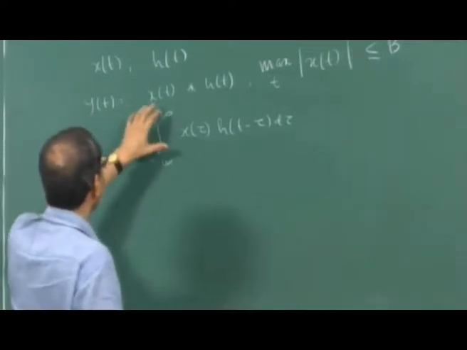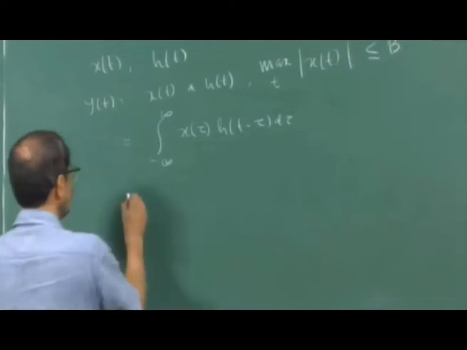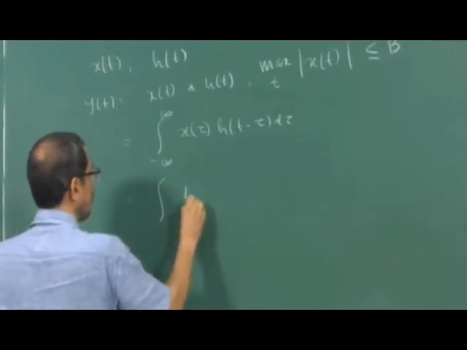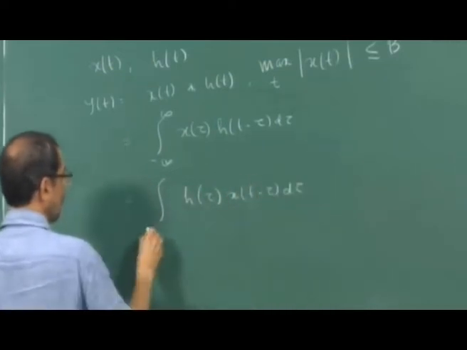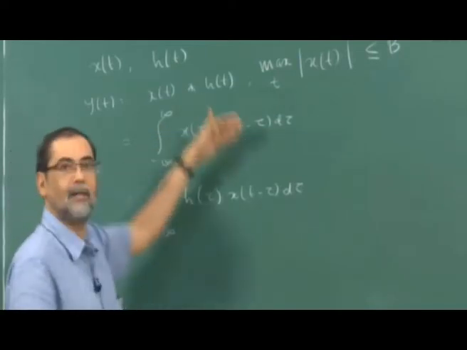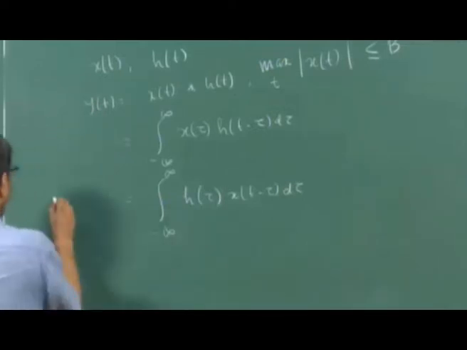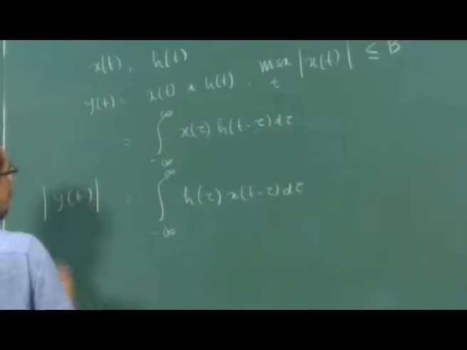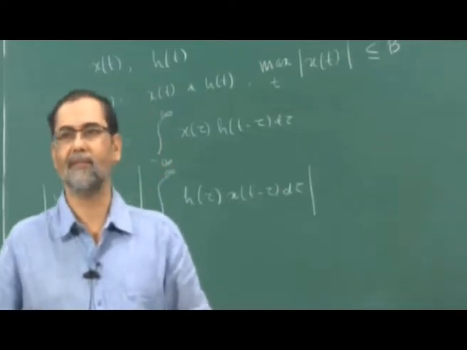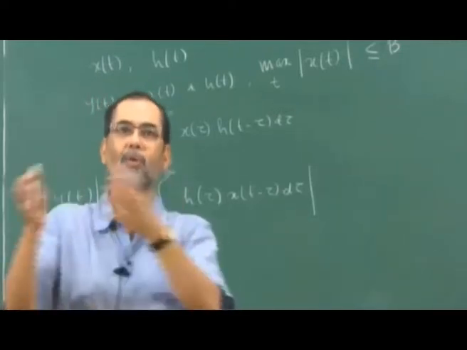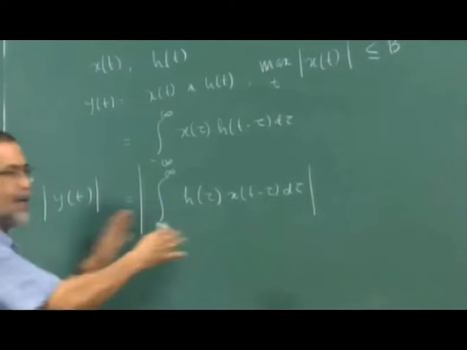I know that the convolution operation, I told you last time, is commutative, meaning x and h can be interchanged. So this can as well be written as the integral of h of tau x of t minus tau, with integration with respect to tau. This and this are completely equal for all times t. So if I want to find the absolute value of this, the absolute value on the left hand side equals the absolute value on the right hand side. That part is simple. If y is equal to this, the absolute value should also be equal.